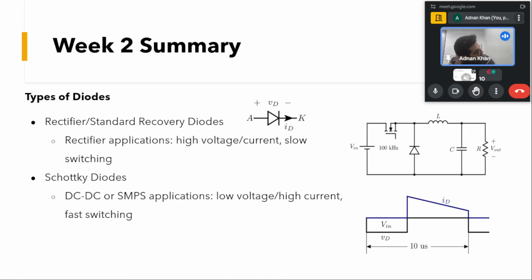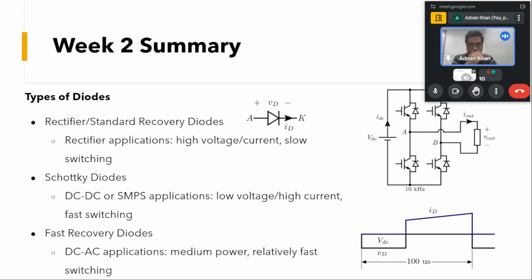So Schottky diodes can be used here. These Schottky diodes usually are not rated for very high voltages, but they are able to carry high currents. When this diode is off, it will block the V in voltage, and when it is turned on, it will carry this inductor current. This device is turned on once every 10 microseconds, so it has a switching frequency of 100 kilohertz.